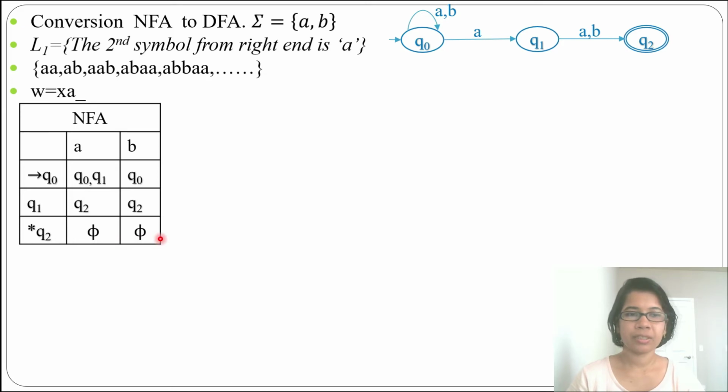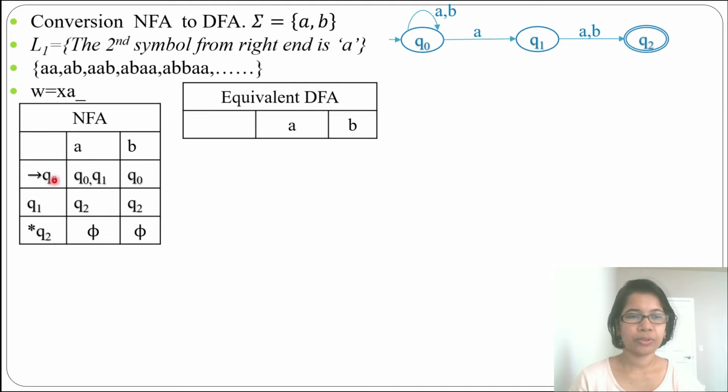Dead configuration and dead state are different. A dead state is a state from which we cannot trace to a final state, but a dead configuration means whenever there is no transition. From Q2 there is no transition, so you can say it is a dead configuration. Now I'll create the equivalent DFA from this transition table.